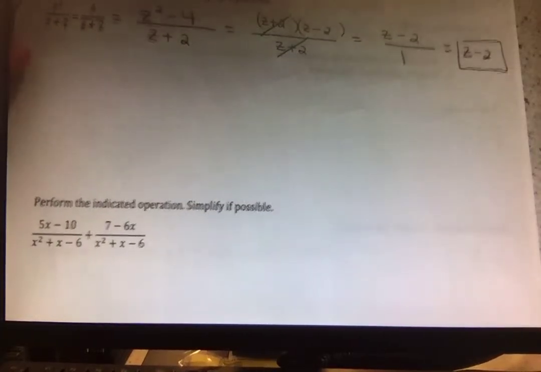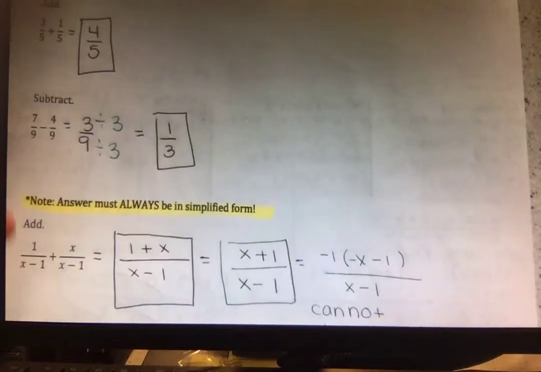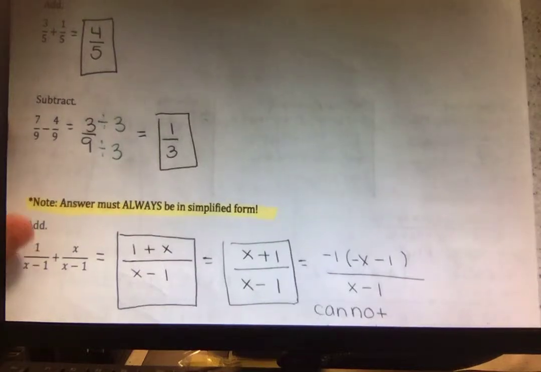If not, last one for this section. Perform the indicated operation and simplify. Yes, sir. So you know how to cancel out the z plus 2 on this one? How come we didn't do that at the beginning with the y? So the question is, why didn't it cancel out, like why did you do that on the bottom? Cancel out with what?